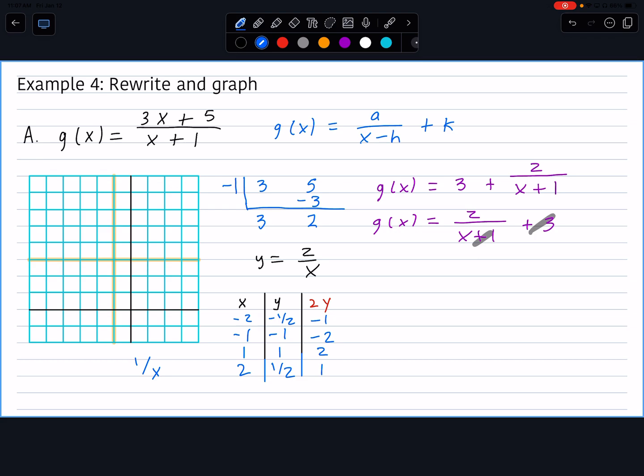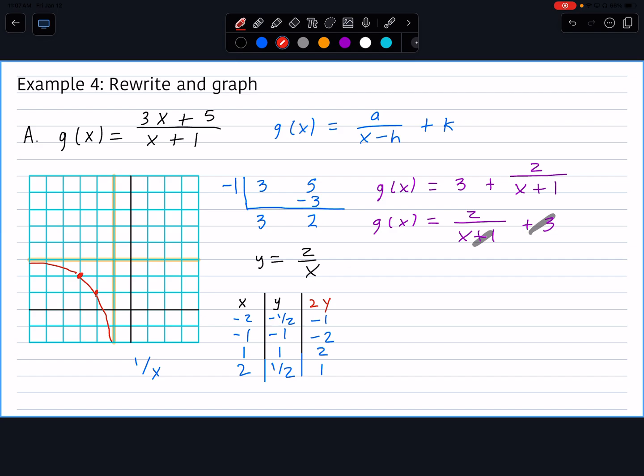So graphing this, when we are finished, I've got the point -2, -1. Remember, we're treating this like the origin. -1, -2. So that graph hugs the horizontal asymptote, passes through, hugs the vertical asymptote.